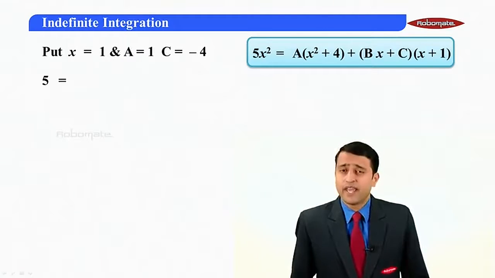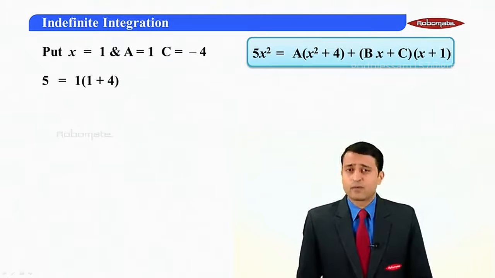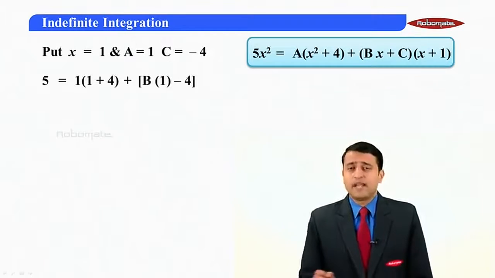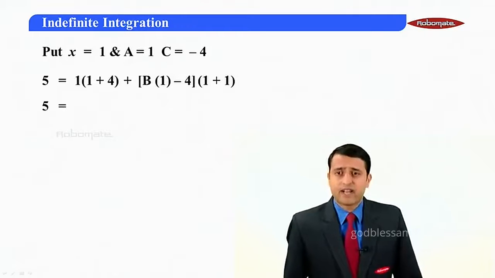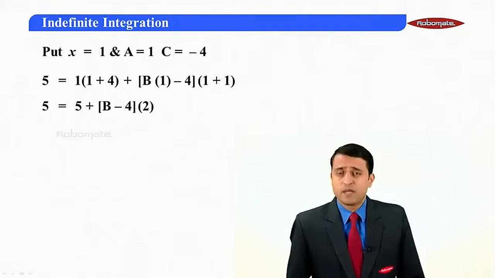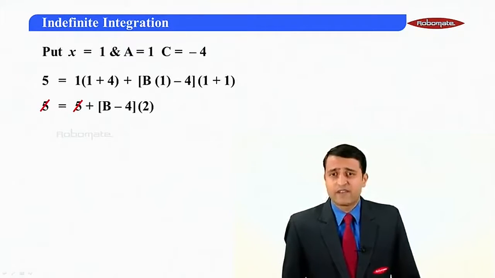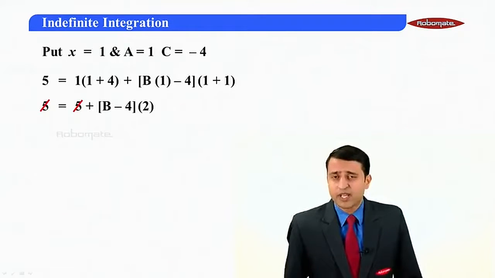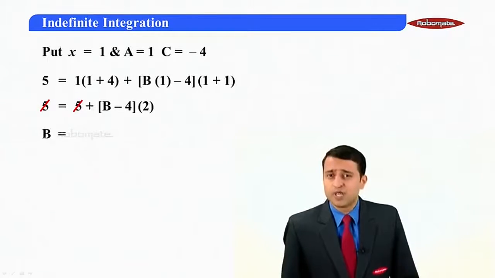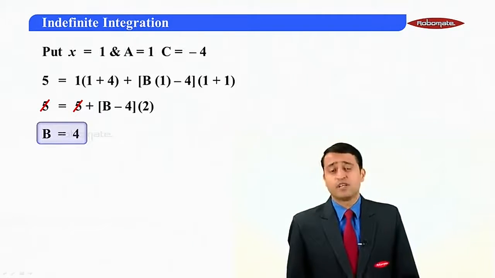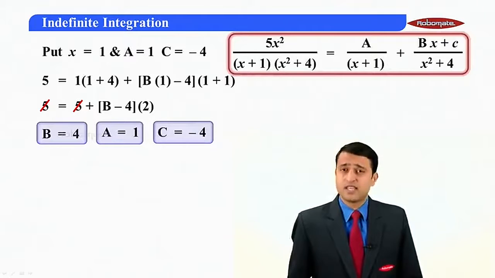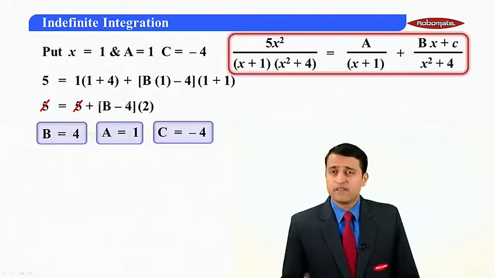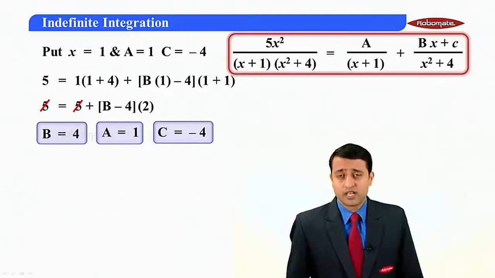What is the value of a? A is 1. So 1 into bracket 1 plus 4 plus b into 1 minus 4 into brackets 1 plus 1. Correct? So can I write 5 is equal to 5 plus b minus 4 into 2? Can I say 5 and 5 cancel out, and therefore can I say b minus 4 is equal to 0 or b is equal to 4? We've got the value of b, we know the value of a as well and c as well. The partial form required the value of a, b and c. We have managed to do that. So let us continue further.